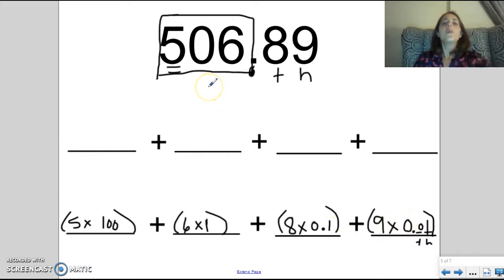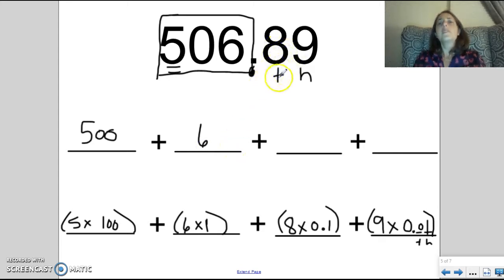So now if I go back to old school expanded form, let's go back to the 506. The 5 is worth 500 because it's a 5 in the hundreds place. The 6 in the ones place is worth 6. I'm already halfway done with my answer. But now I got to figure out what that 8 is worth. Well, it's an 8 in the tenths place. So it's worth 8/10. This is why we've been practicing writing these numbers. I need to write the number 8/10.